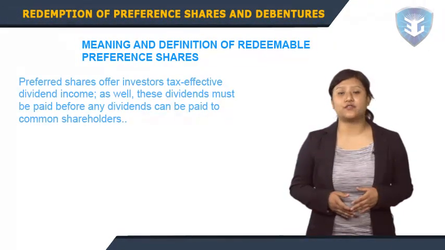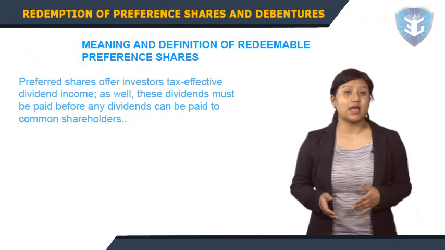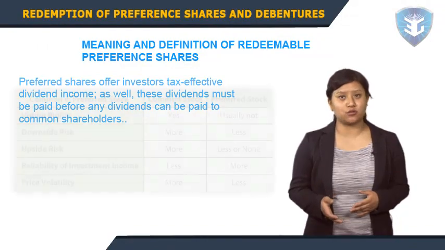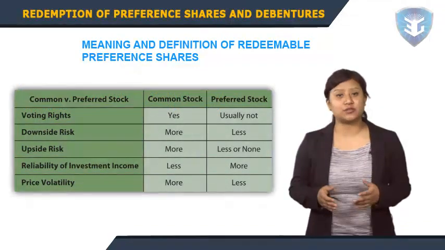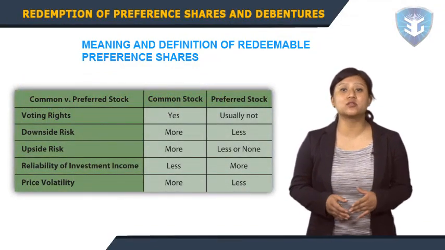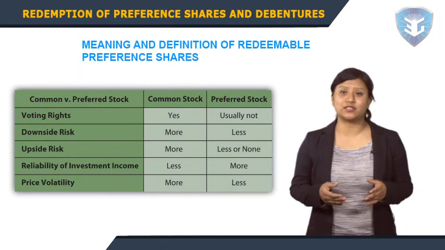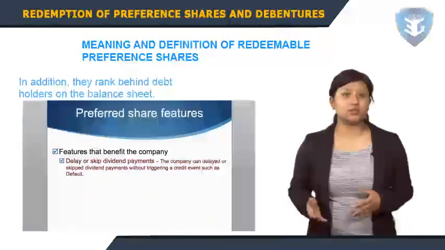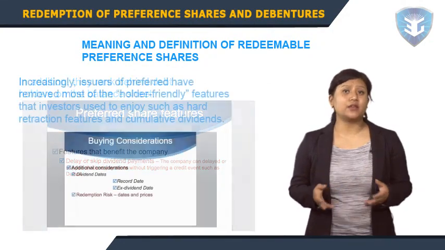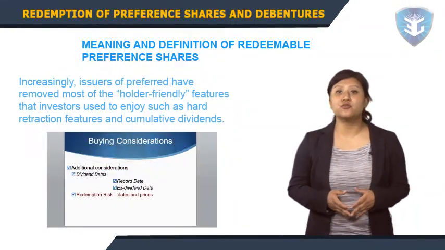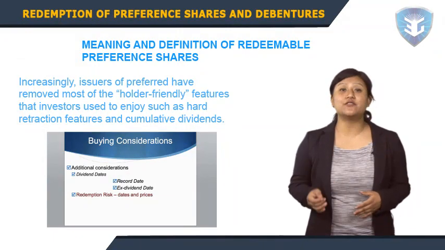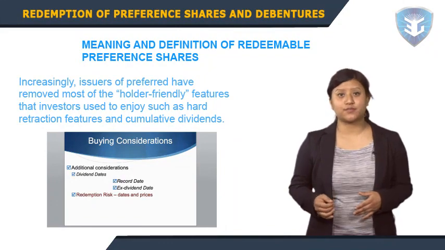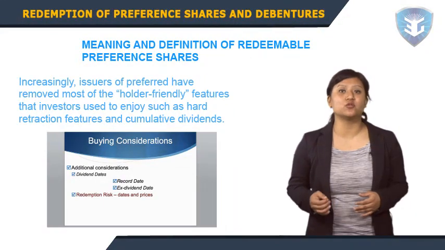Preferred shares offer investors tax-effective dividend income. As well, these dividends must be paid before any dividends can be paid to common shareholders. Apart from that, they do not have the potential upside of common shares, and most do not have the possibility of growing dividends, floating rate issues aside. In addition, they rank behind debt holders on the balance sheet. Increasingly, issuers of preferred have removed most of the holder-friendly features that investors used to enjoy, such as hard retraction features and cumulative dividends. This makes preferred less attractive to most investors.